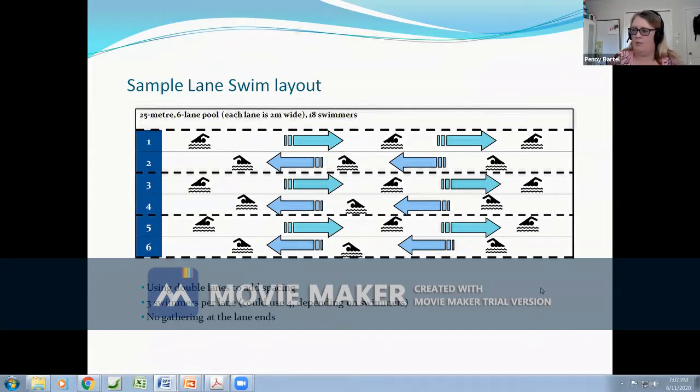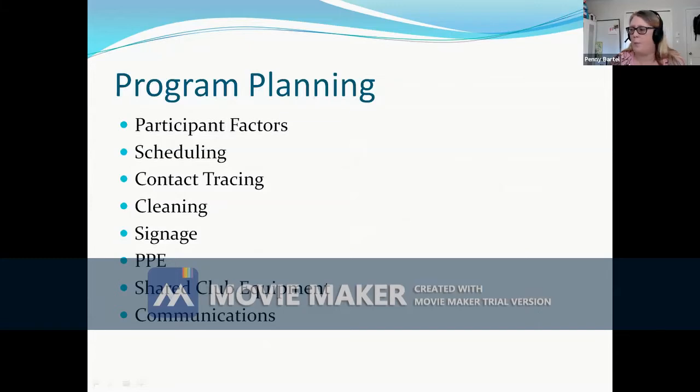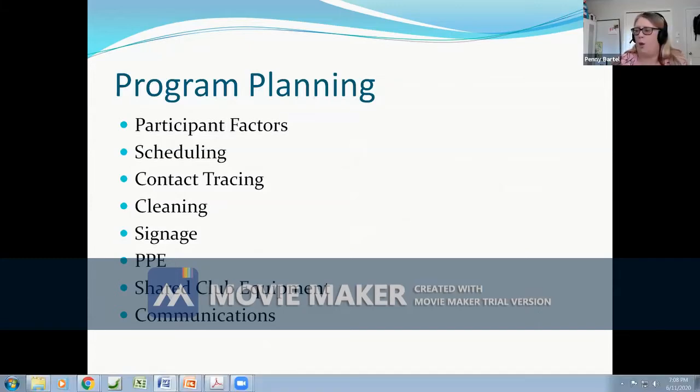Also, we would recommend not having parents attend the meetings, because that's more people in your facility, and you really want to limit your numbers. Remember that the first step was limitation. I think this section is where the bulk of your planning will be, and your questions.